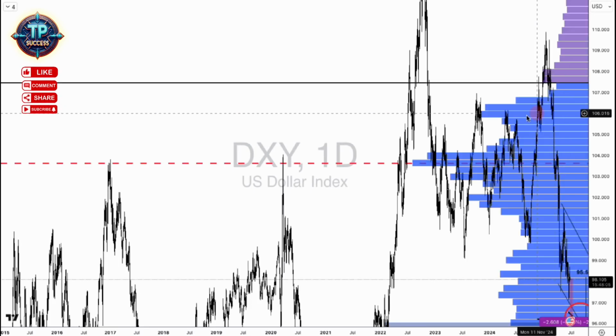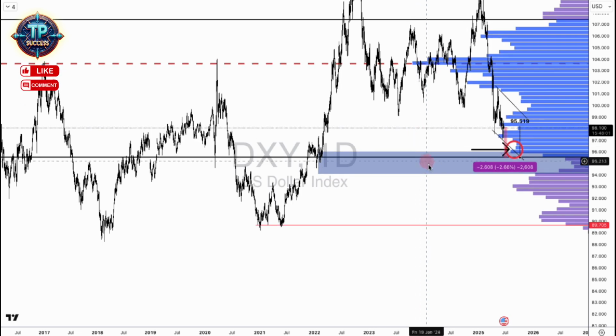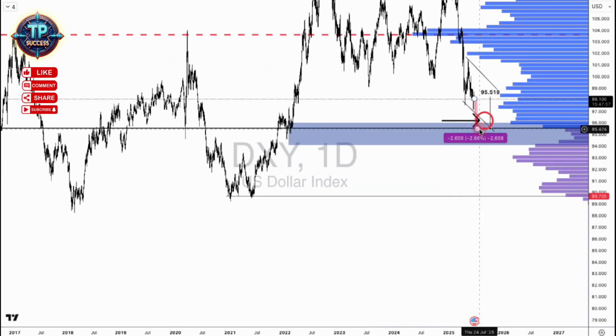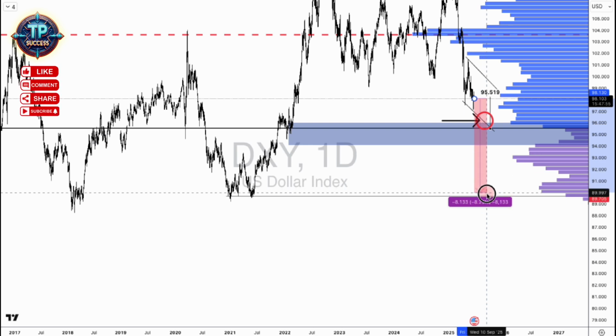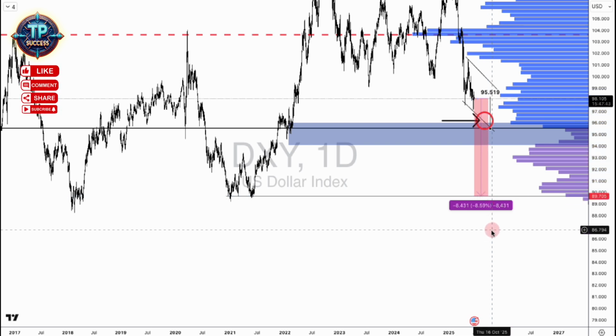Let's go to this one right here. Okay, let me drop it down. Where I measured it to is actually incorrect. Okay, so 8,431 pips to its nearest support level, right? That's the number that I was looking for. What's the distance?